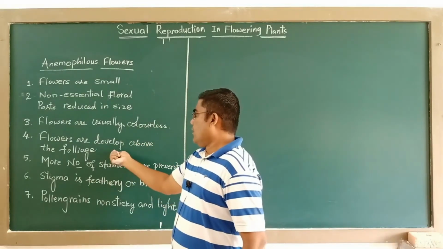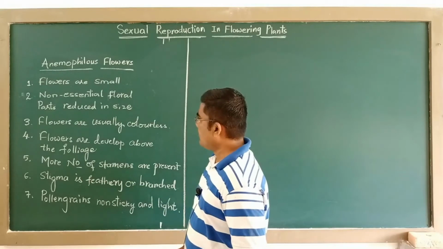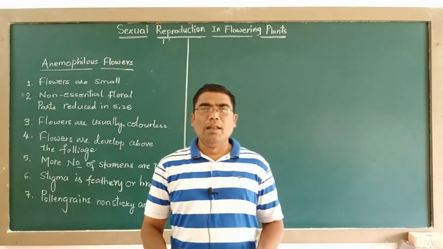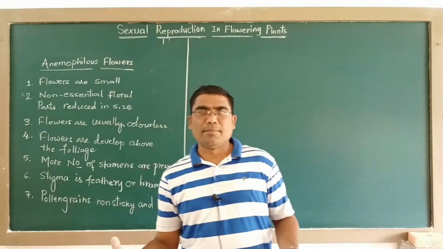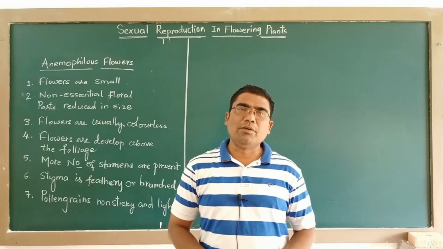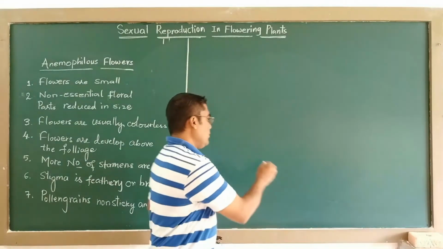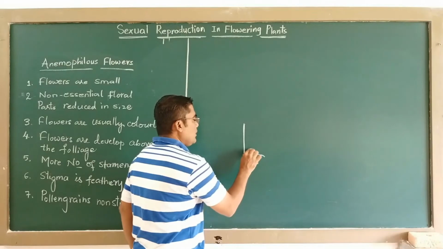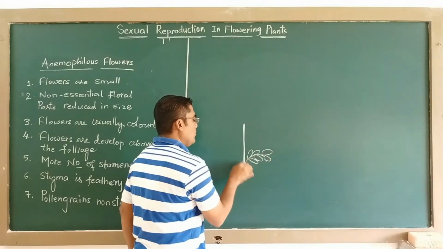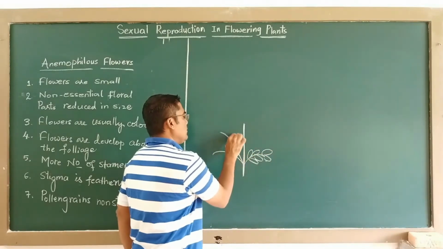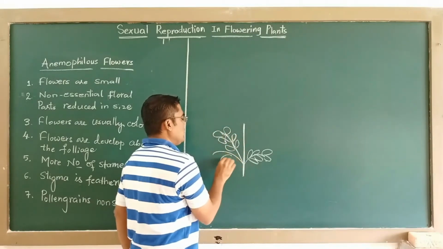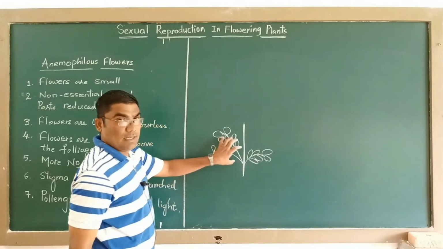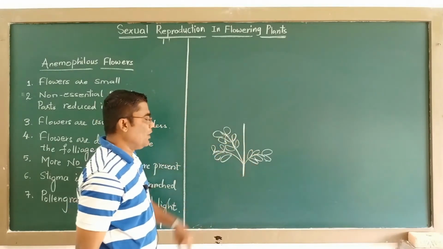Whereas flowers are developed above the foliage. What is the meaning of foliage? Leaves, branches, these things come under the foliage. When we observe this one, say this is the stem. Here leaves are present, many branches are present. Just observe this one. These are considered as the foliage. Branches, leaves, all these things come under the foliage.